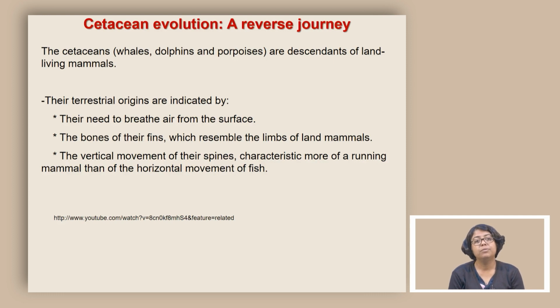The second point, which is also very interesting, is that the bones in their fins resemble the limbs of land mammals. Generally, the fins of a fish, or even a fish which has a musculature like a lobed fin fish, those bones do not look like fingers. But if you look at a whale fin, it is actually made up of bones which resemble the limbs of mammals, and that is another indication that they must have originated, evolved from organisms which lived on the land.